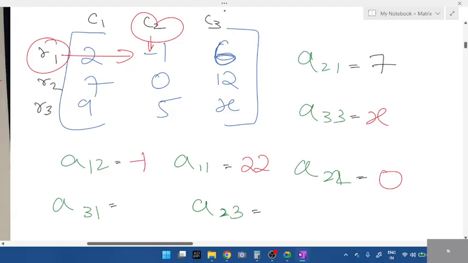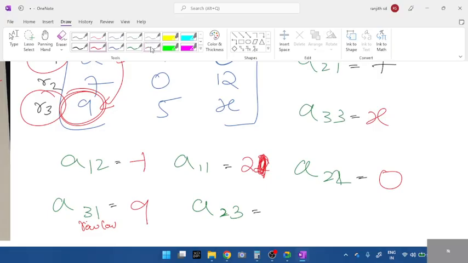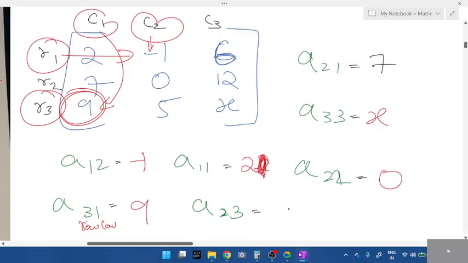9 or 6. Somebody is telling 2, 3, right? First one is row, students. See, this is row, this is column. Third row. Third row, first column. Which one? 9. Yes. Okay. 2, 2. Only 2. Next, A23.